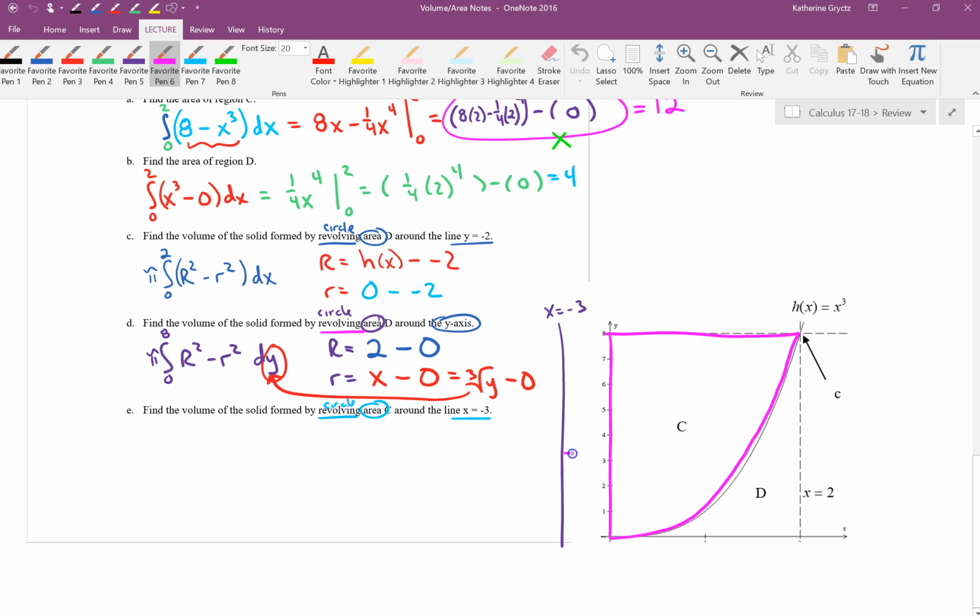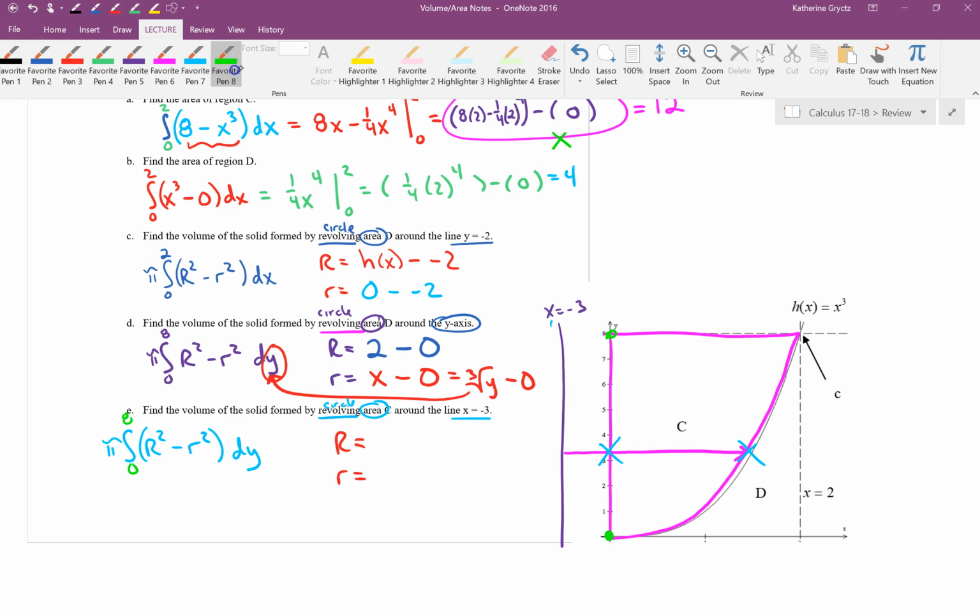We're going to go from that through our area, and we hit 2 curves. And so we're going to have pi big R squared minus little r squared. X equals -3 is parallel to the y-axis, so we're going to go dy, which means we're going to use a y interval. And area C's y interval starts here and ends here, so it starts at 0 and ends at 8. And then our job is to figure out our big radius and our little radius.